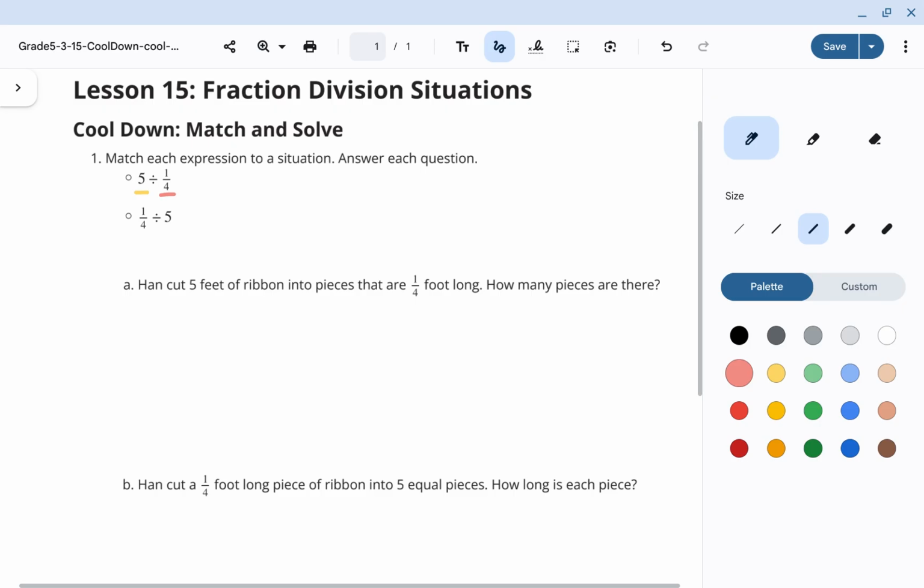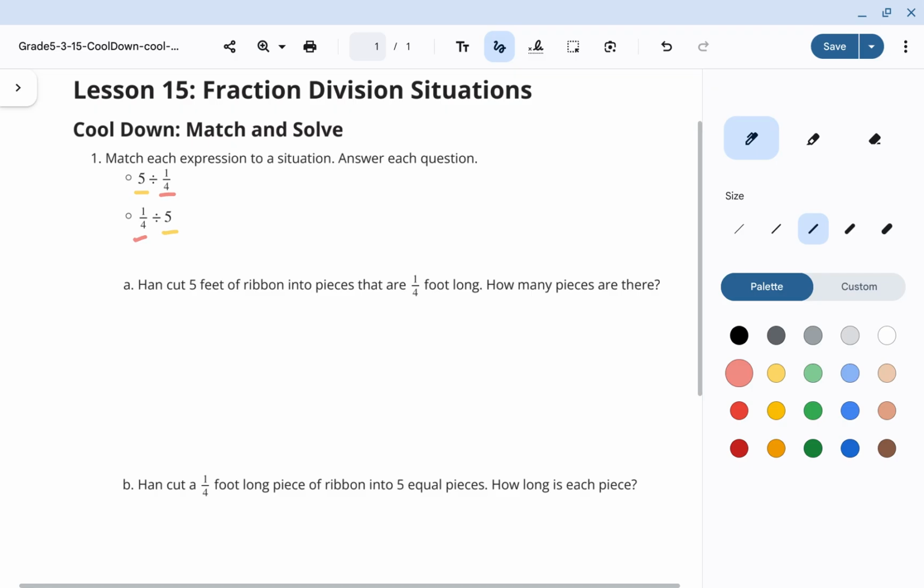We notice we're going to have exactly the same numbers. We're going to have a whole number 5, and we're going to have a fraction 1/4, but in one of our situations, it's going to be the dividend. So it's going to be the whole thing that's getting broken up. And then in the other situation, it's going to be the divisor, the group that it is being broken up into, the number of groups, or the portion size that it is becoming.